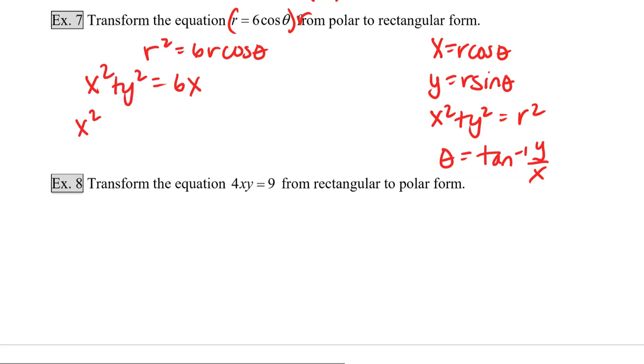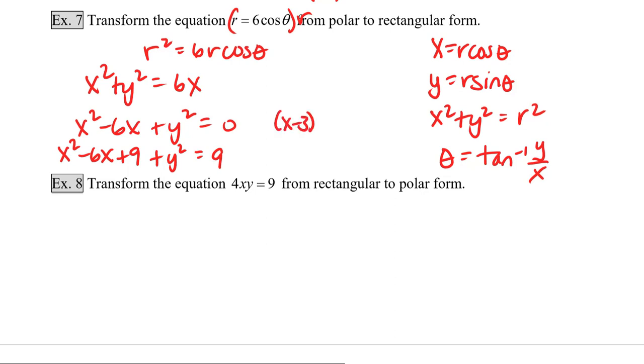So this is the same as x squared minus 6x plus y squared is equal to 0. If I were to complete the square, x squared minus 6x plus 9 would complete the square, plus y squared is equal to 9. I have to add 9 to both sides. And then in factored form, I'm going to get x minus 3 squared plus y squared is equal to 9. And that is the equation of a circle centered at 3, 0 with a radius of 3.